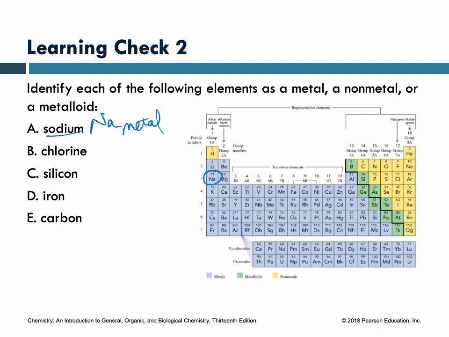Then we look at chlorine. The symbol is Cl. Cl is right here on the periodic table, and that is on the right side, so this is a non-metal. So that's how you can recognize the elements as metal, non-metal, or metalloid. You should just recognize this periodic table. So starting now, please keep this periodic table handy and try and get familiar with where some of these elements are located on the periodic table.